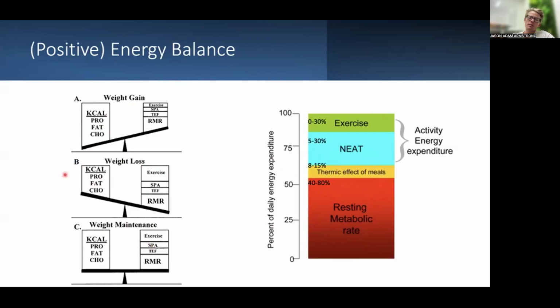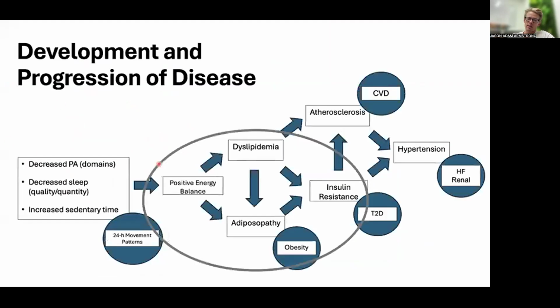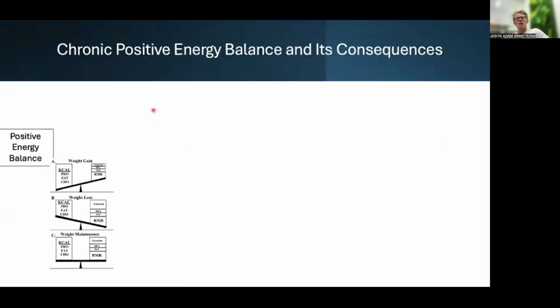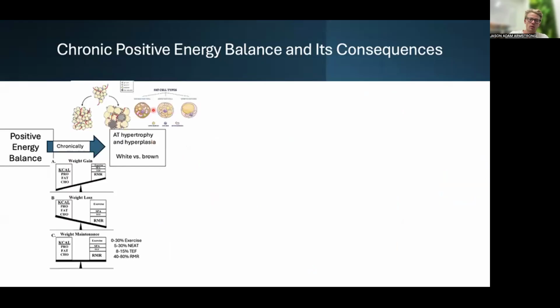If in this positive energy balance, right, which we saw back here, that sort of starts this disease process map for us, energy intake is greater than energy expenditure. Now, what are then the consequences of that positive energy balance across time? So when we have it chronically, what do we see?